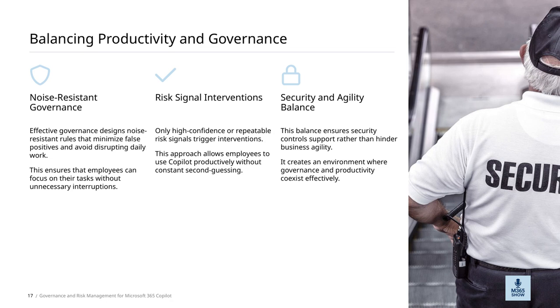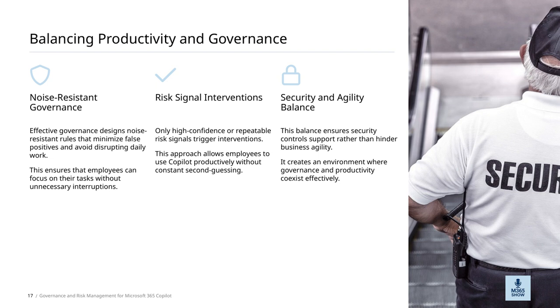It's really about finding that sweet spot where security controls support rather than hinder business agility. When done right, governance creates an environment where managing risks doesn't slow down work, it actually enables it. This balance ensures that security measures are effective without becoming a burden. For example, with Microsoft 365 Copilot, we only want to trigger interventions when there's high confidence or repeatable risk signals. This way, employees can use Copilot productively without constantly second-guessing or feeling slowed down by unnecessary checks.